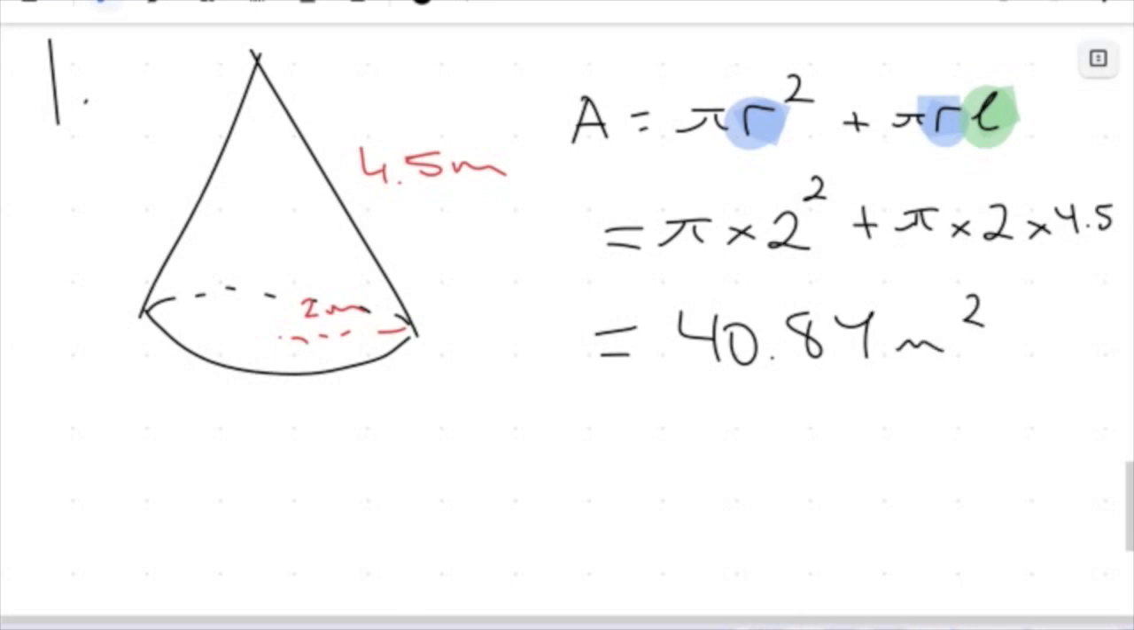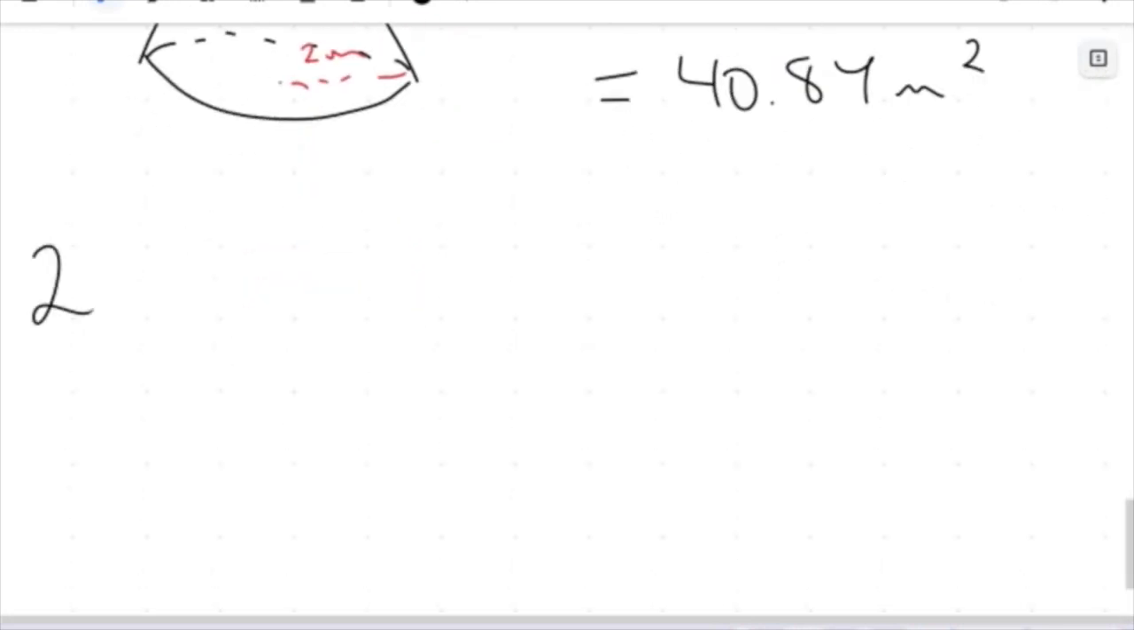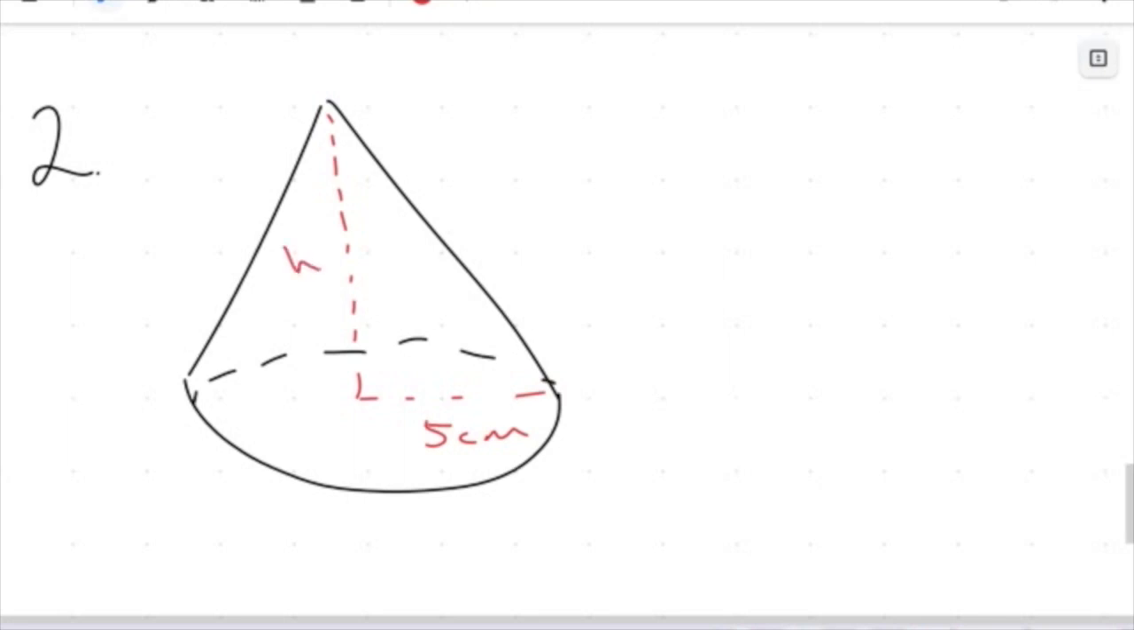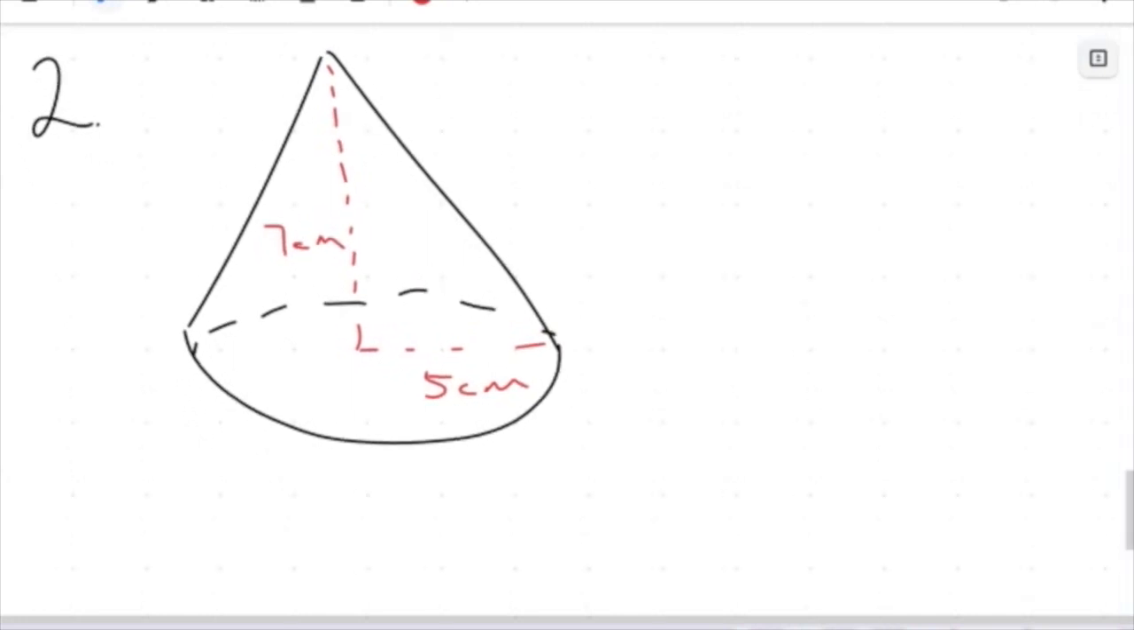meters squared. Okay, let's try one more question to wrap this up. I have another cone, and this time I have my radius, and let's make that 5 centimeters. And this time I have a perpendicular height of, let's go 7 centimeters. Okay, now because this is a perpendicular height, I'm going to draw in a little right angle here.